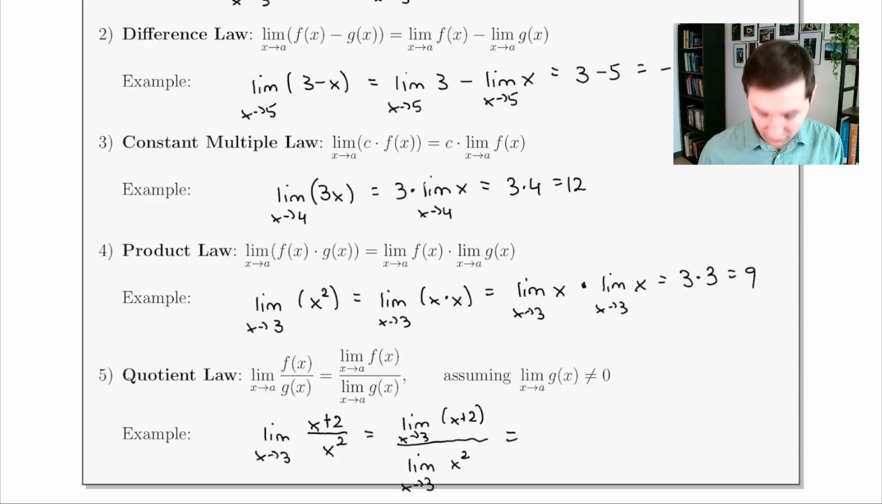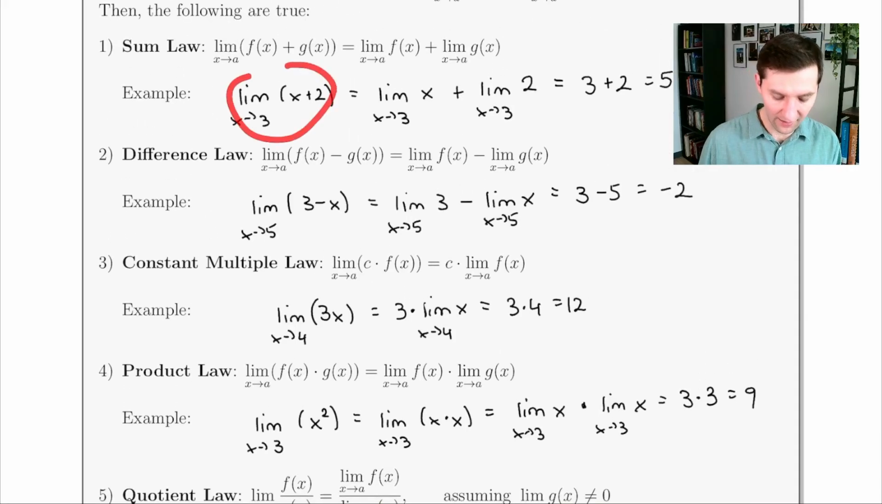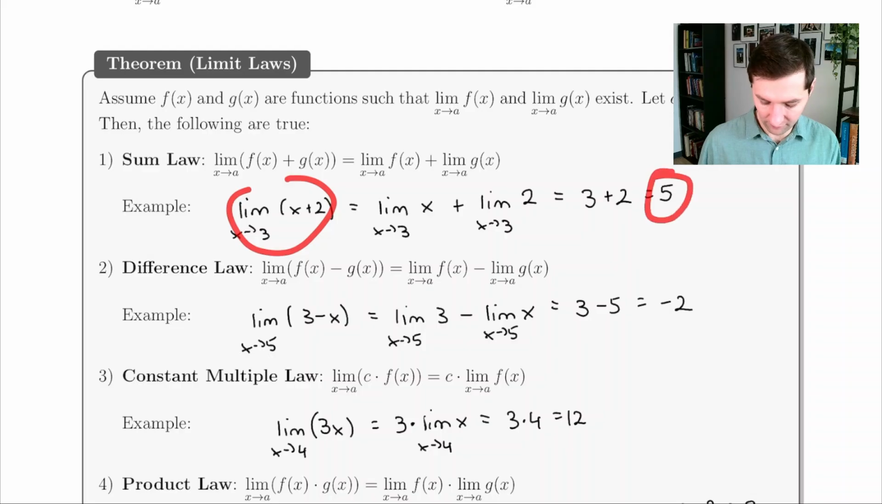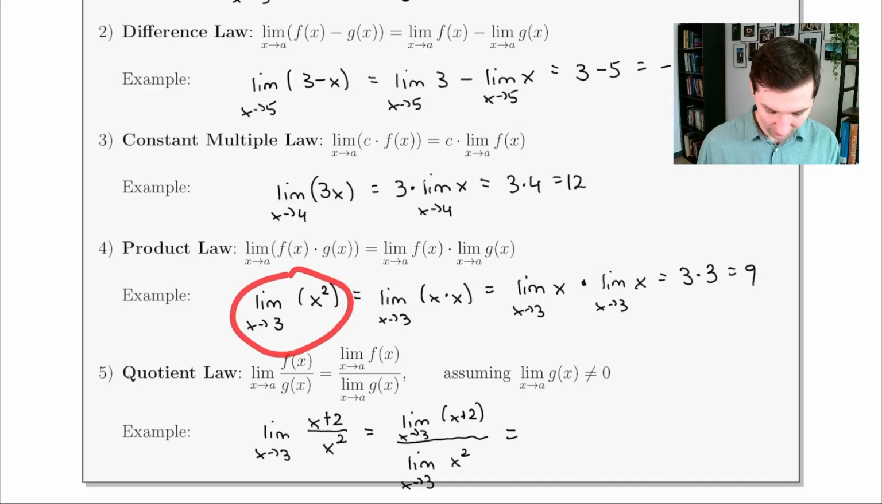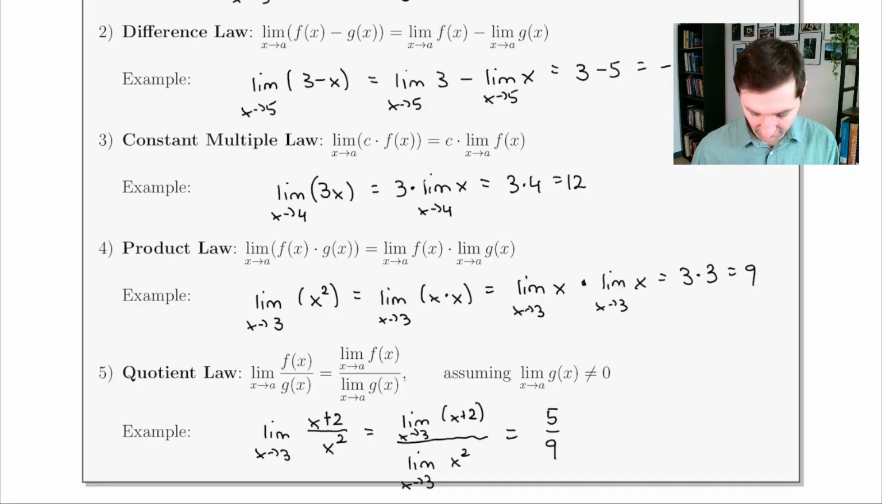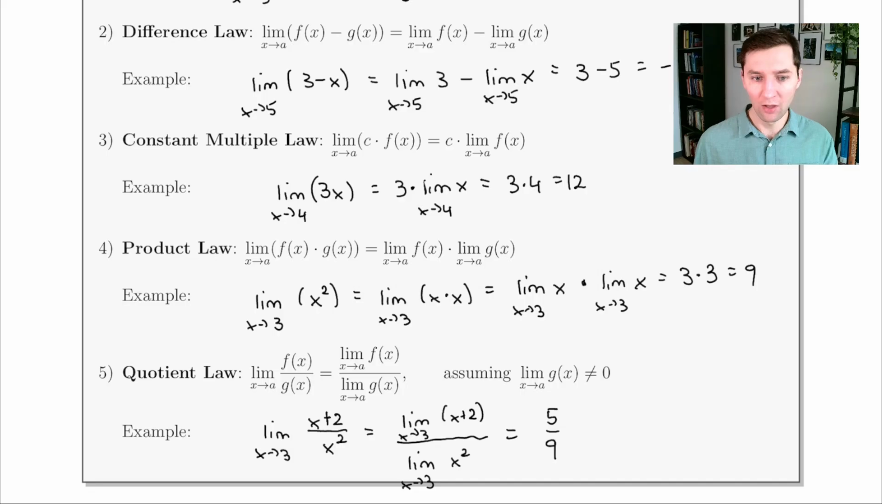I believe we computed both of these limits already. The limit at the top is the limit from the sum law, and our answer was 5. The limit in the denominator is the one from the product law, and we got that it was 9. So this is 5 divided by 9. I should mention that you can only use the quotient law if the limit of the denominator is not 0. If the limit of the denominator is 0, we are not allowed to use quotient law.